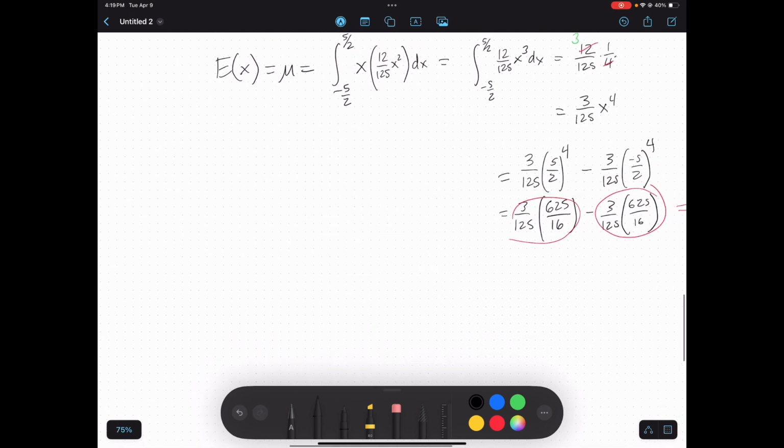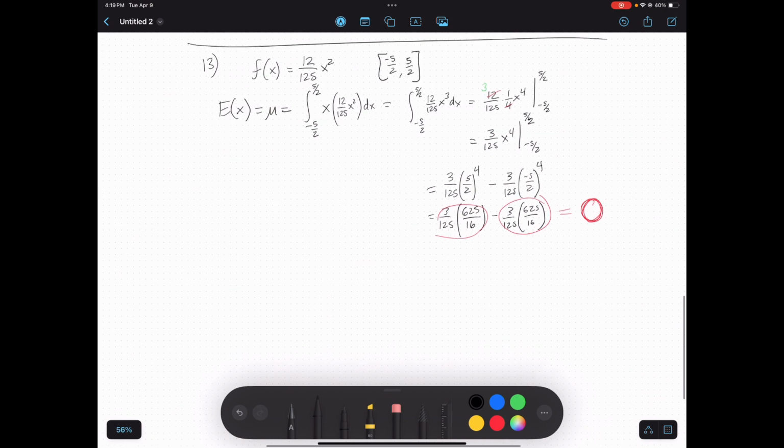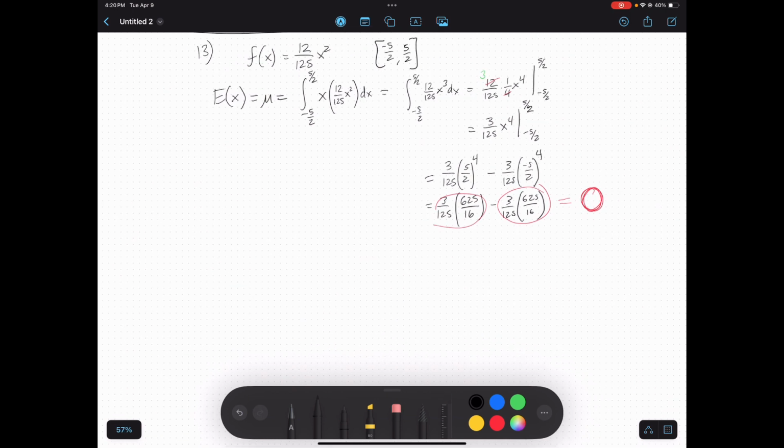Okay, well now let's find the standard deviation. If you look at the formula for standard deviation, it requires you to know the variance. And if you look at the formula for the variance, it's got this E of X squared thing. Please remember that E of X squared is just the same thing as your expected value, but instead of doing an x times your function, you're doing an x squared times your function.